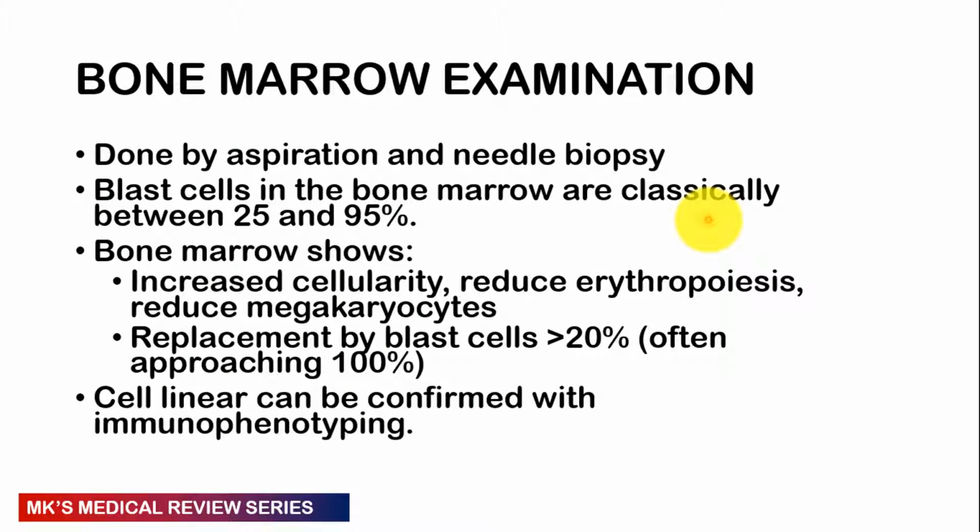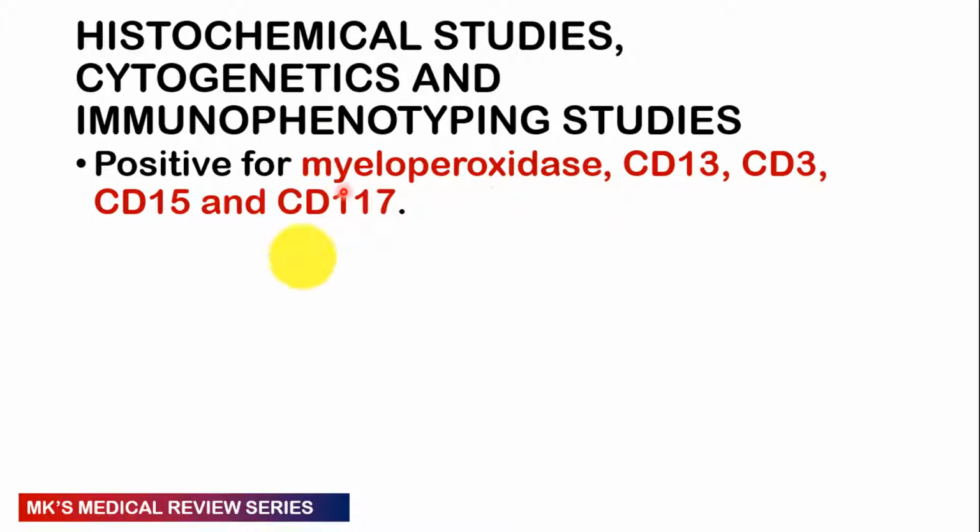Then you do the bone marrow examination and you get the cells and you test them for the different markers. Now remember that the myeloid cells are going to be positive for myeloperoxidase, CD13, CD33, CD15, and CD117.